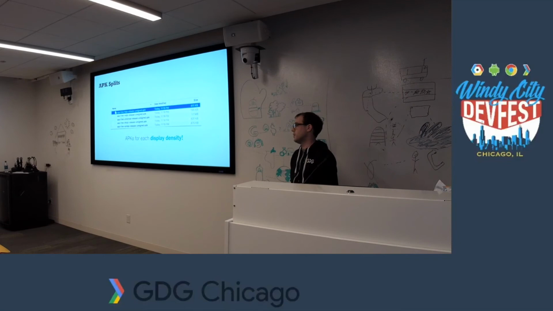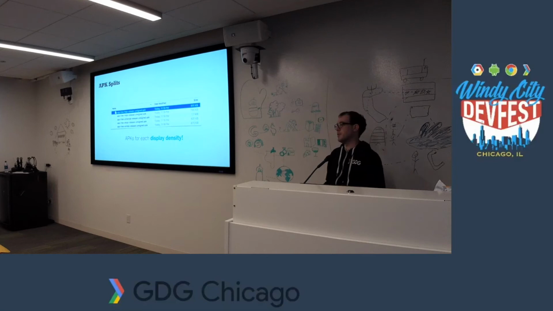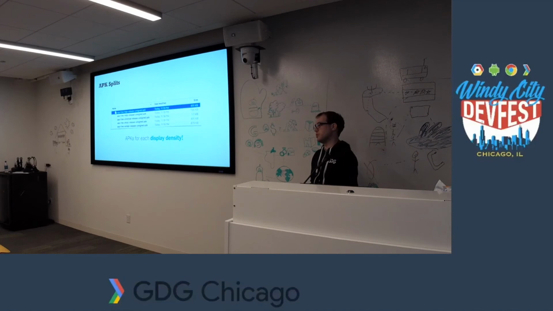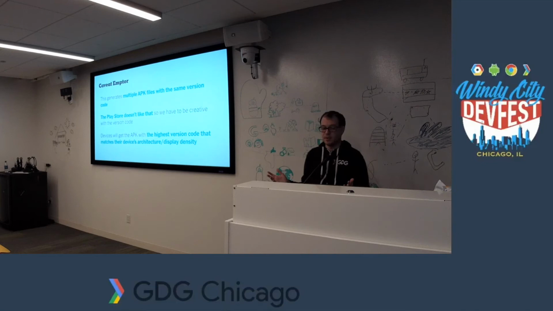Now there's a caveat about this, and this is a peculiarity of the Play Store and how it handles version codes. You can only have one version code and APK mapping, so you can't reuse the same version code. So how do you handle this where you have to publish multiple APKs and also tell the store what the most recent version is that you want to download? We have to be a little bit creative, and we want to make sure that devices still get the highest version code that maps to the characteristics of their device.